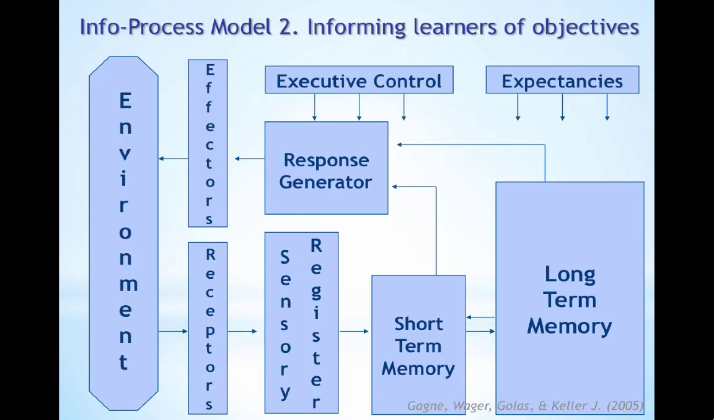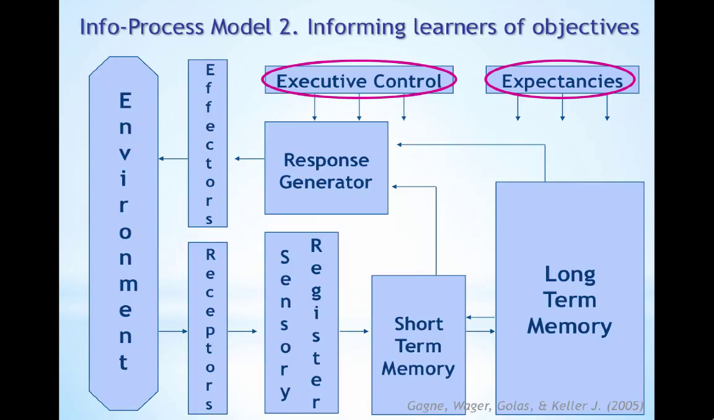Let's look at how that plays into the information processing model. We have our expectancies up here because what we expect may often occur. If we expect bad things to happen, we may have a lot of fear about what's going to happen. But if we feel good about something, we also probably will be more successful. But making sure of informing learners of the objectives helps students know what to expect.